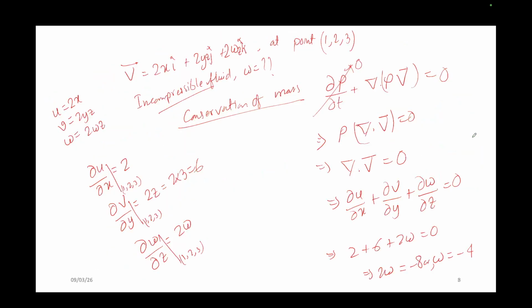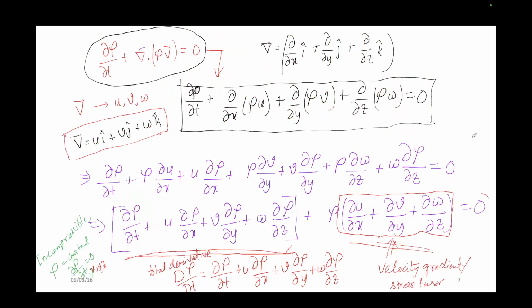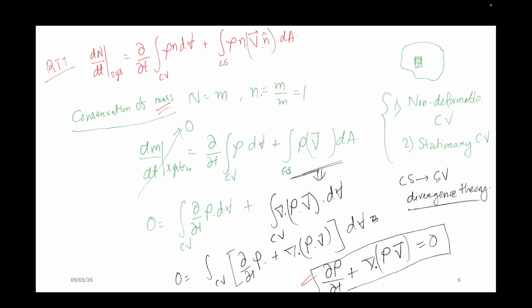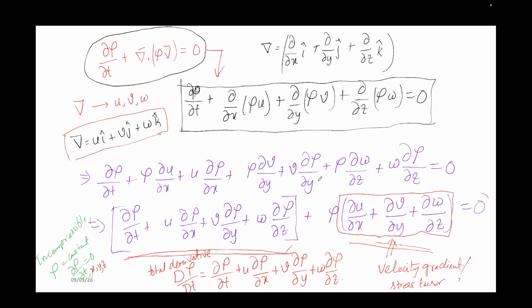The same thing we explained earlier, going from control surface to control volume: rho v dA. I just change the area into volume, and what I need to do is put a divergence before it. Now it is clear. It is the divergence theorem.